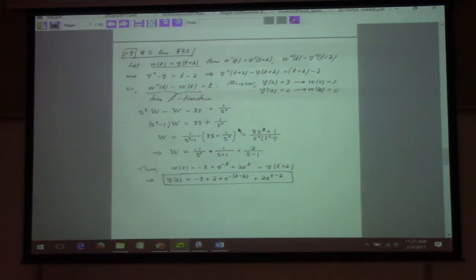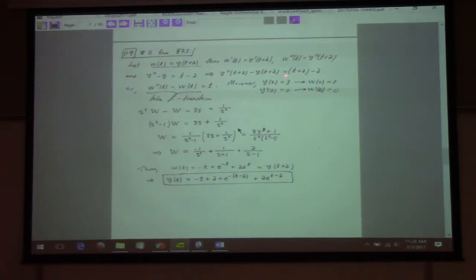But anyway, the problem we're given is y prime prime minus y equals t minus 2. If we make a substitution of w of t equals y of t plus 2, noting that the derivatives match up because the chain rule of t plus 2 is just 1 again, then this gives us y prime prime of t plus 2 minus y of t plus 2. And then we have to replace t with t plus 2, but t plus 2 minus 2 is just t again. So in the w notation, we have w prime prime of t minus w of t equals t.